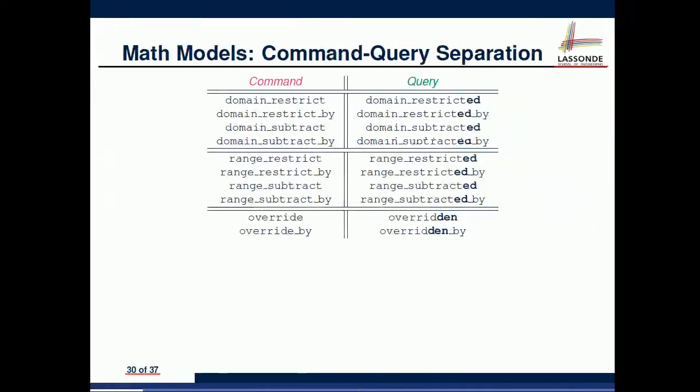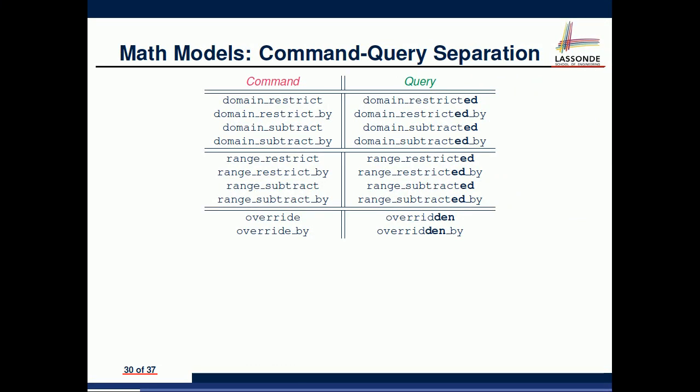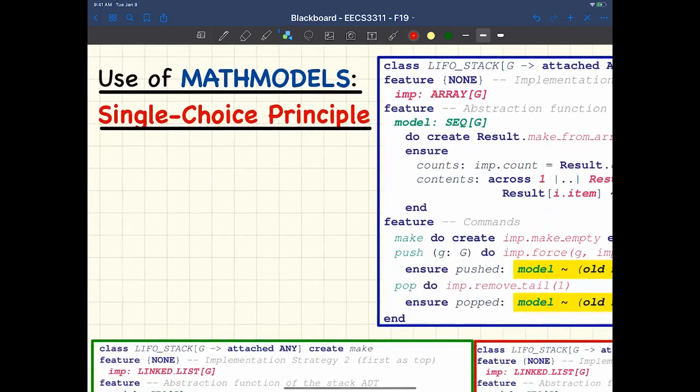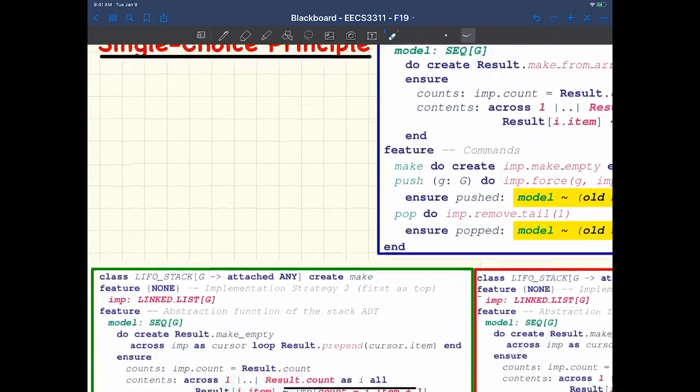Okay, let's first finish up the math models, and then we'll talk about the next design pattern, which is also very interesting. I would like to point out one more thing about the math models. Why are we using it? The main thing is really the single choice principle. If you have doubts about it, review the lecture slides from last time. But the single choice principle is why we need a math model, especially in the context of contracts.